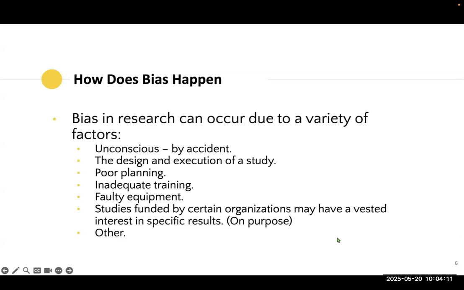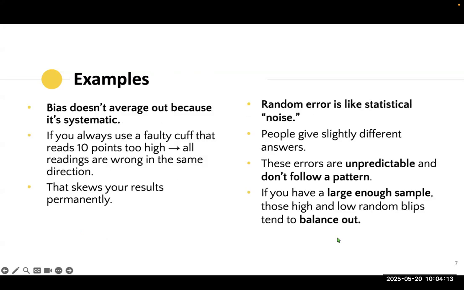So let's look at these examples. Bias doesn't average out because it's systematic. So if you use a faulty blood pressure cuff that always reads 10 points too high, all of those readings are wrong in the same direction. So that skews your results permanently.